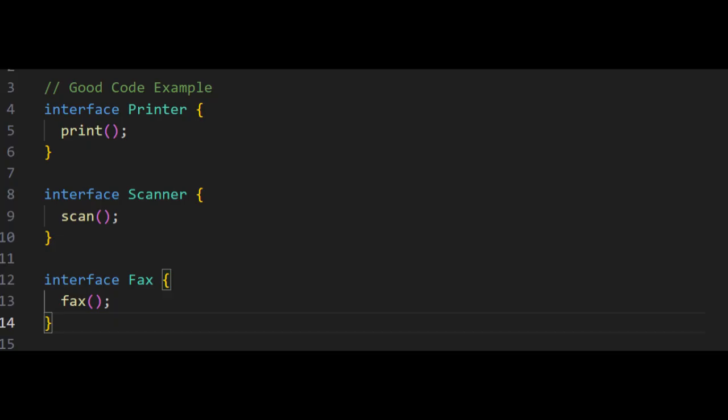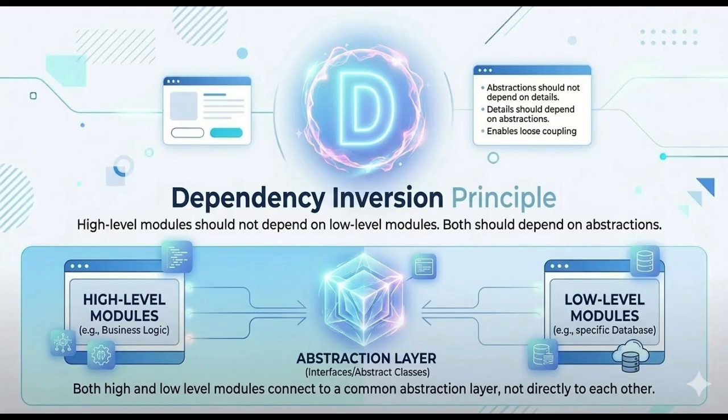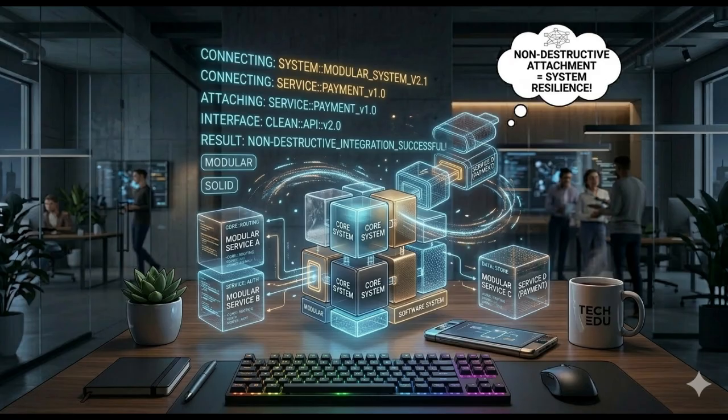Now let's see the next principle, which is dependency inversion principle. High level modules should not depend on low level modules. Both should depend on abstractions. Let's understand this using a real life example. Think about a wall socket. Different devices, phone charger, laptop charger, and TV, are all connected to the same socket interface. The device depends on the interface, not the electricity source directly. So let's see the code example of this principle.